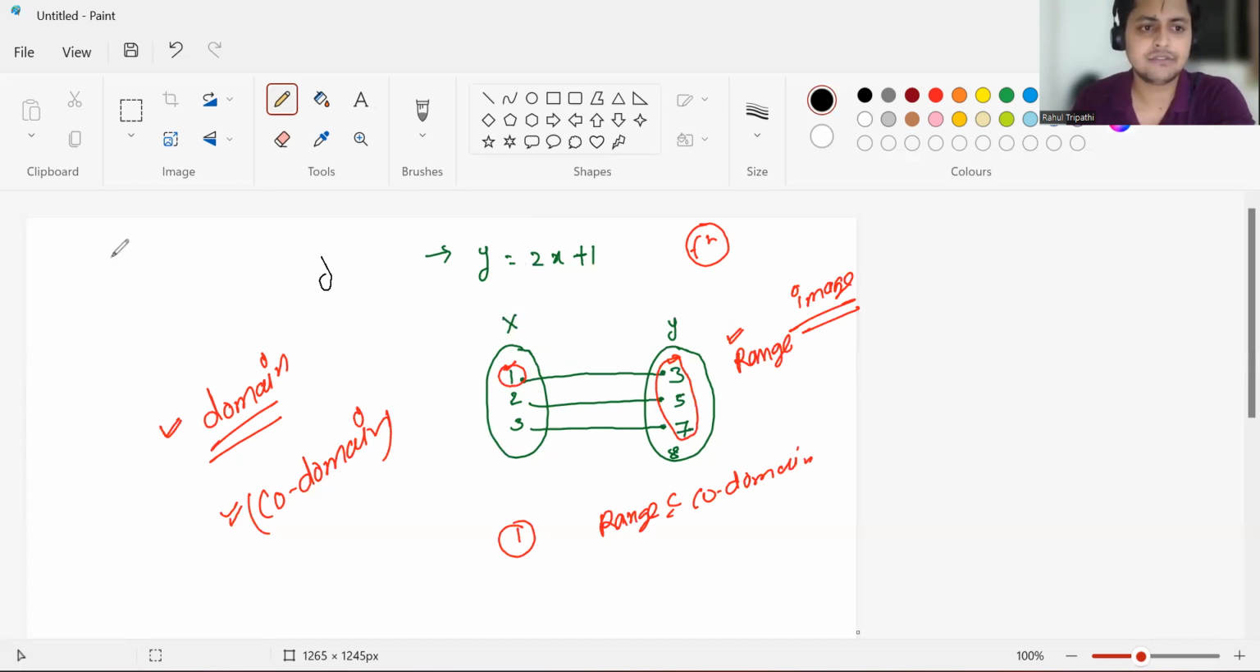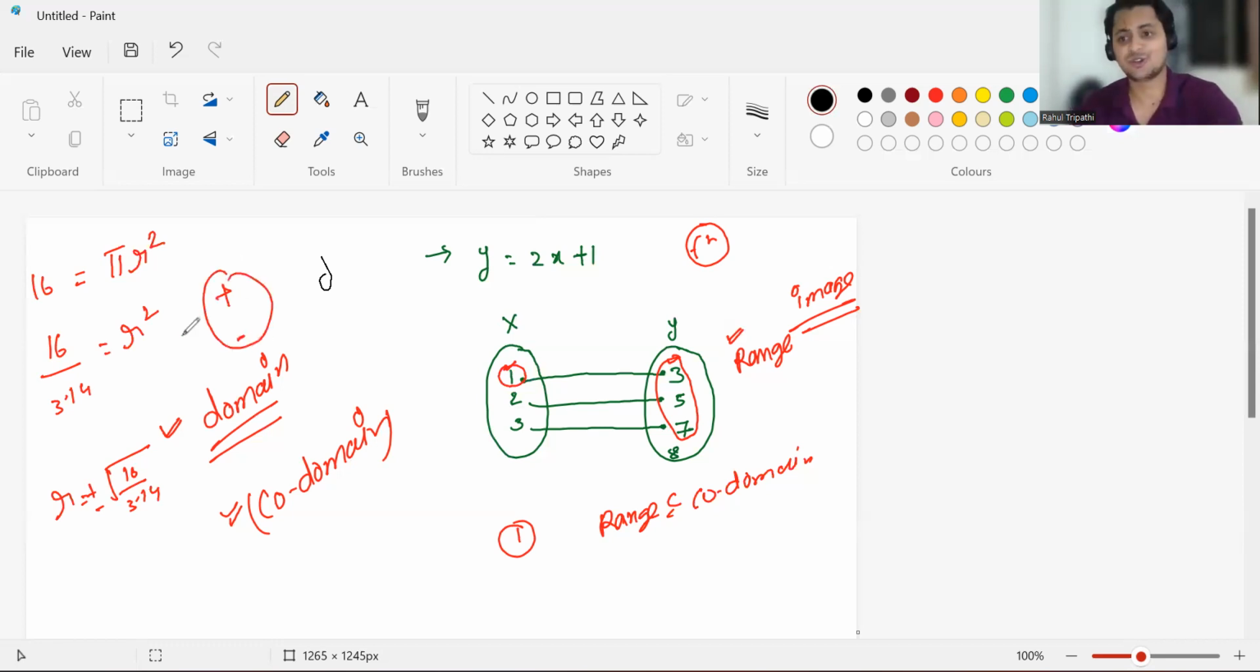For an example, if you have pi r square, what do you think? If I'm giving you some value of area, let's suppose 16, then 16 divided by 3.14 equals r square. If you compute it, you will get plus minus the square root of 16 divided by 3.14. So here you are getting two outputs. One will be the plus output, the other will be the minus output. What do you think? Is this a function or not?